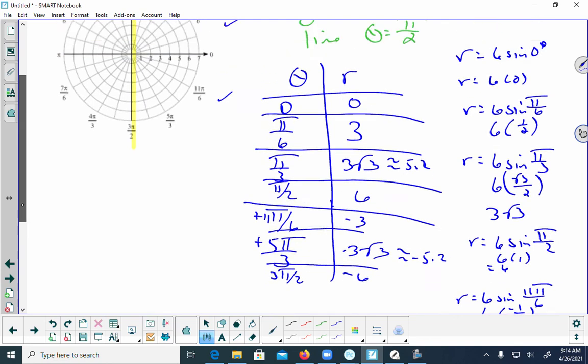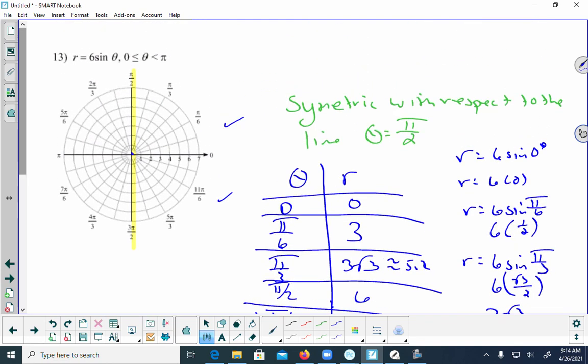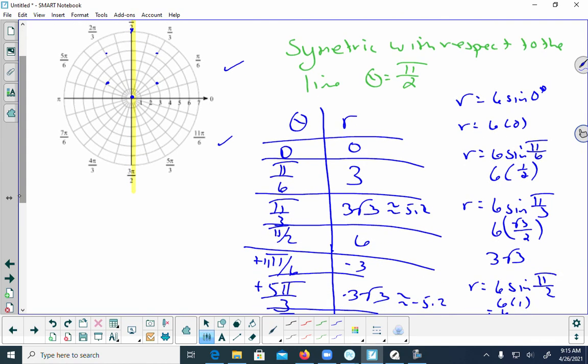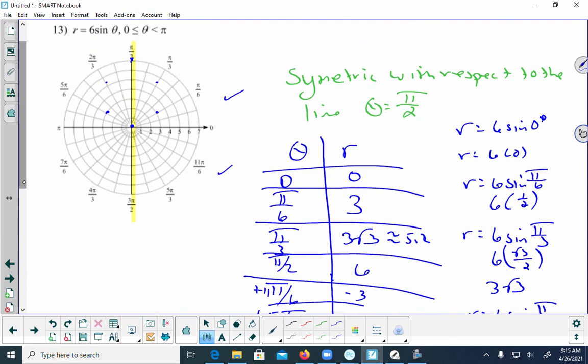So when I go to graph this, I'm going to graph 0, 0, which does me absolutely no good, and then pi over 6, 3. So I'm going to have this point here, and then I'm going to mirror it over here. And then I'm going to have pi over 3, about 5.2. So right about there, mirroring it right about there. Then I'm going to have pi over 2, 6. And then when I do 11 pi over 6, which is down here, it tells me it's negative 3. So 11 pi over 6 is this angle here. I'm going to flip over and get that same point that I already have.